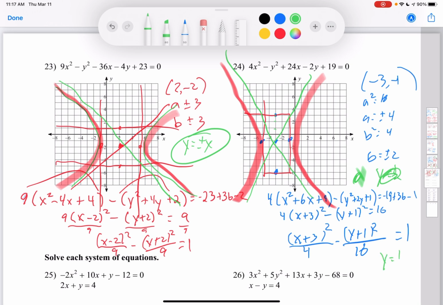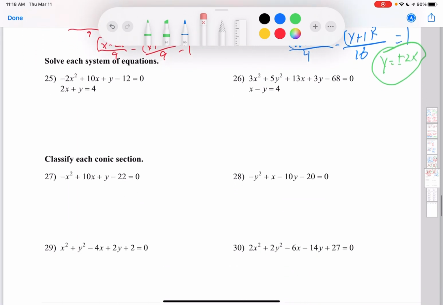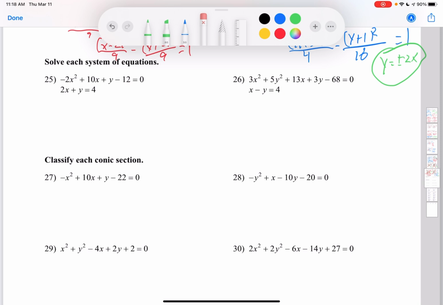Y is equal to plus or minus 2x. And I'm going to be happy with the graphs and all of that stuff. Okay? If you haven't taken a break, take breaks while you're doing this. A couple left. Solve systems of equations.